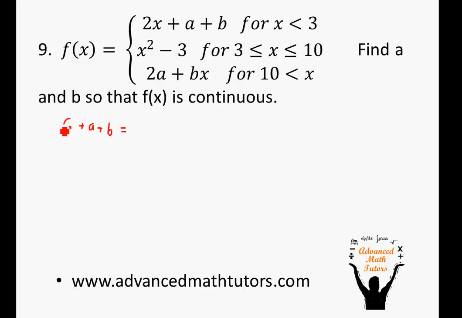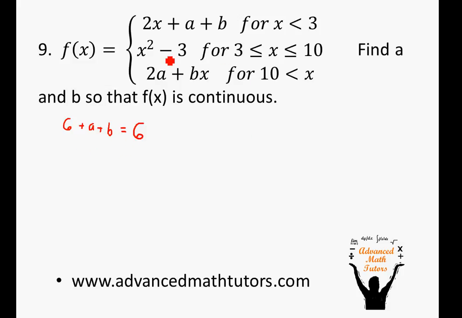Now this is a number. We don't know what a and b are, but 6 plus a plus b is going to be some number. We want it to be the same exact number as when we plug 3 into x squared minus 3, because that way they're going to meet. When you plug 3 into here, you get 9 minus 3, which is 6. So we need this equation to happen. We need the equality here.